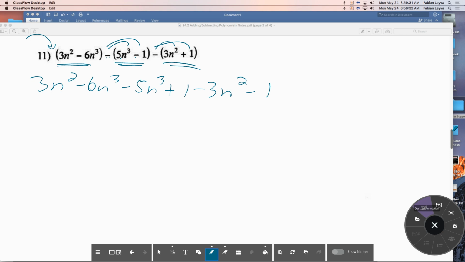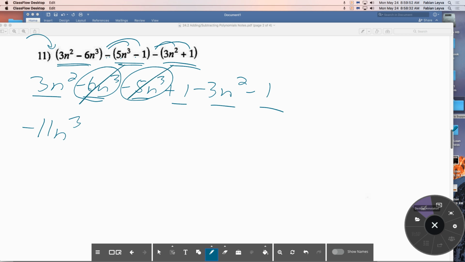Now, yes, there's a lot of things here, but if you take it step by step, you're going to be just fine. Now let me go ahead and underline all my terms, and let me just look for the biggest exponent, which I see is the third power, right? A negative 6 n to the third minus a 5 n to the third, or negative 6 plus a negative 5 is a negative 11 n to the third. Now I just did a third power. Let me look for second powers. Now this is a positive 3n squared, negative 3n squared. What is 3 minus 3?